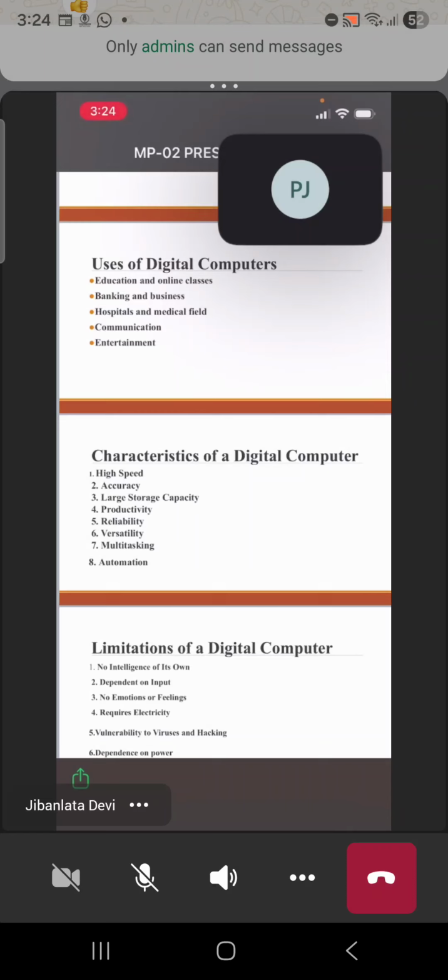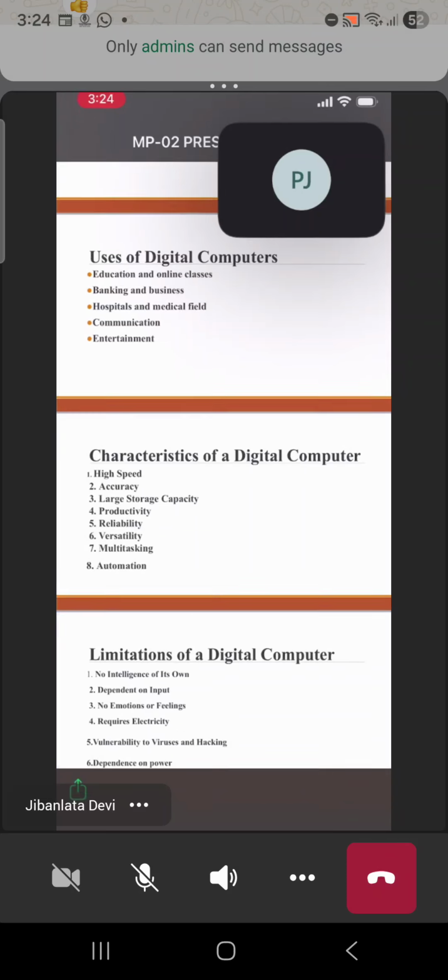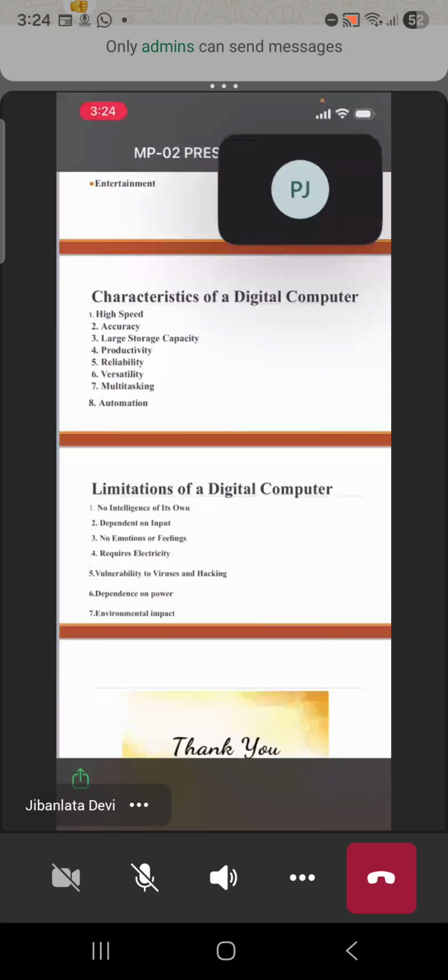The next is the uses of digital computers. Digital computers are used for education purposes, like during the COVID times, and now also we are using digital computers for our classes. Then banking and business, and hospitals, where all the records and patient details are fed into the computers. They can be used for communication purposes, like emailing, and also for entertainment.